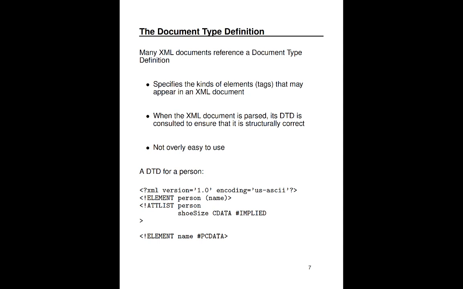To describe the attributes of an element, you use the <!ATTLIST word to describe here that a person has a shoe size, and the shoe size is character data. We'll explain what #IMPLIED means on a future slide. And finally, we describe the name element as being parsed character data. So there, the name element doesn't have any structure beyond the fact that it contains a string, parsed character data.